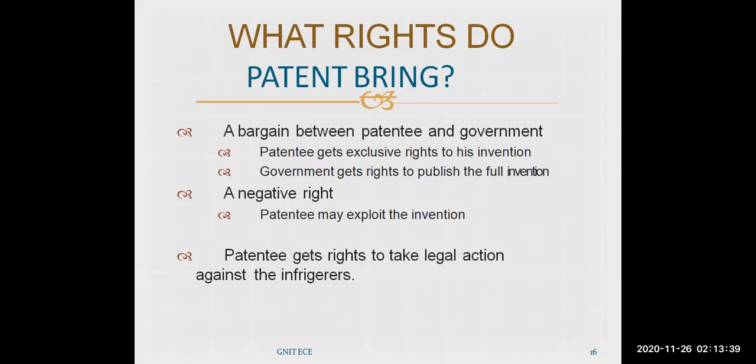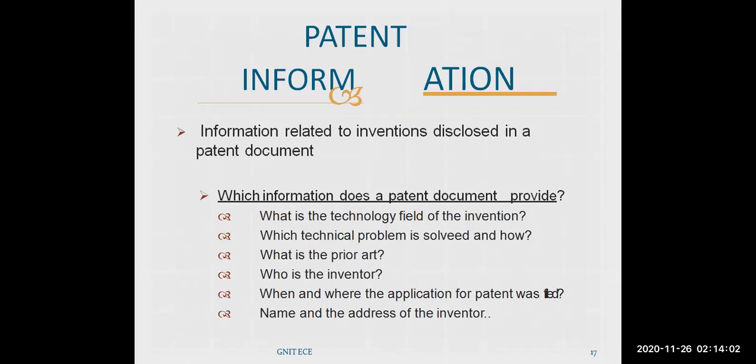And a negative right is also there. The patentee may exploit the invention by selling it to a third party, maybe outside of the nation, abroad, for huge income. So that is called a negative right. And the patentee gets the right to take legal action against the infringers. Infringers means those who are copying and claiming that this idea or invention is their own.